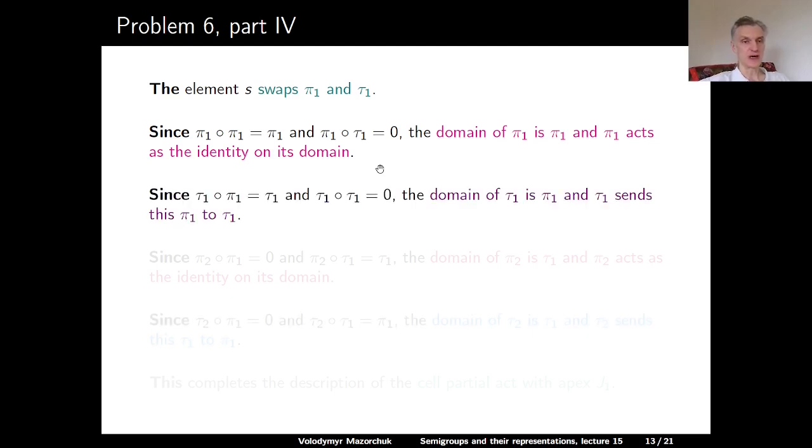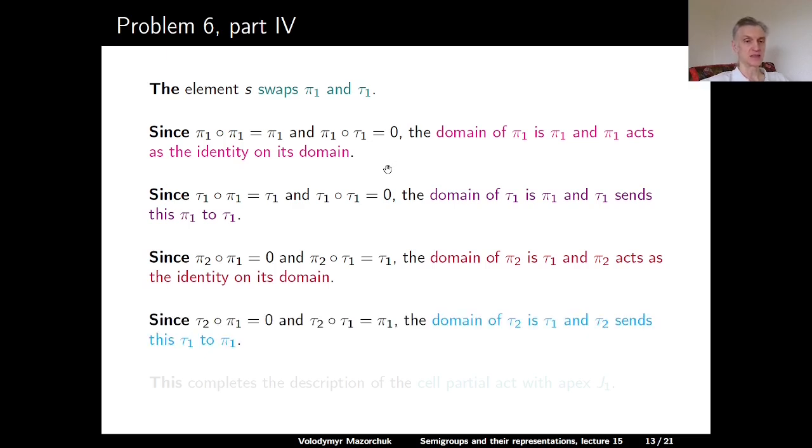Since tau1 times pi1 is tau1, and tau1 times tau1 is 0, the domain of tau1 on our cell act is pi1, and tau1 sends pi1 to tau1. Next, since pi2 times pi1 is 0, and pi2 times tau1 is tau1, the domain of pi2 on our cell act is tau1, and pi2 sends this tau1 to tau1. And since tau2 times pi1 is 0 and tau2 times tau1 is pi1, the domain of tau2 is tau1 on our cell act, and tau2 sends tau1 to pi1. And this completes the description of our cell partial act with apex J1.